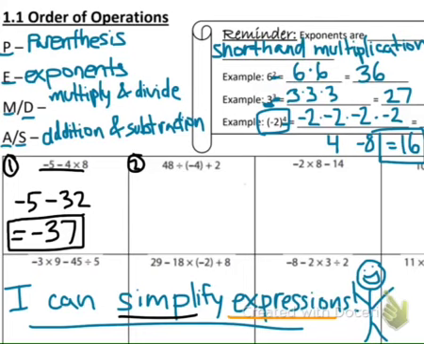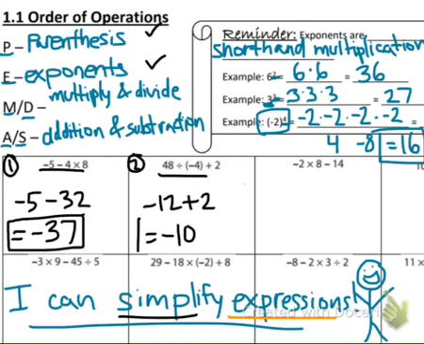Are there any exponents? Nope. We're all set with that. Now multiplication and division. We see a division sign. So let's go ahead and divide 48 divided by negative 4. Gives us negative 12 plus 2. So now we're on to our last step of addition and subtraction. Negative 12 plus 2, if you're not sure, you can use your calculator, equals negative 10. And that's our answer for that one.